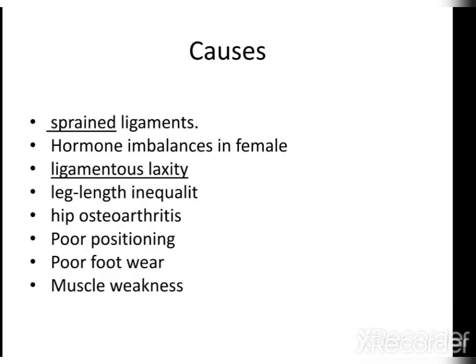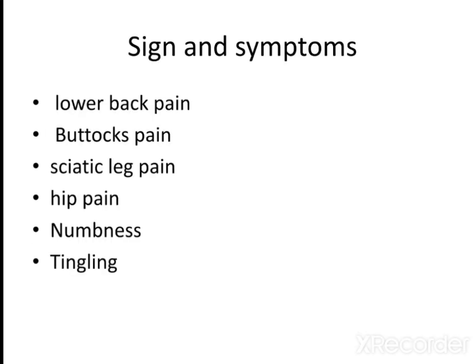There are some causes of this condition: sprained ligaments, hormone imbalance in females, ligament laxity, leg length inequality, hip osteoarthritis, poor positioning, poor footwear, and the last one is muscle weakness. Signs and symptoms of this condition are lower back pain, buttock pain, sciatic leg pain, hip pain, numbness, and tingling.